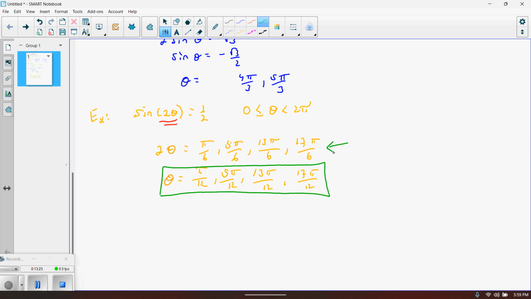All right. Let's look at another example. Let's use a different function. Let's use tangent in this one.